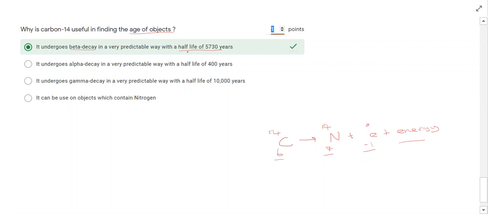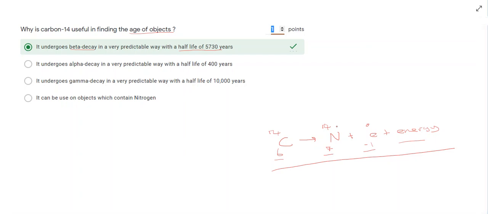And if you have, for example, 10 carbon-14 atoms, after 5,730 years you're going to have 5 carbon-14 atoms, because half of the carbon atoms that you started off with will have gone through this process of beta decay, and they'll have changed into nitrogen atoms. So that's why carbon-14 is useful in finding the age of objects.